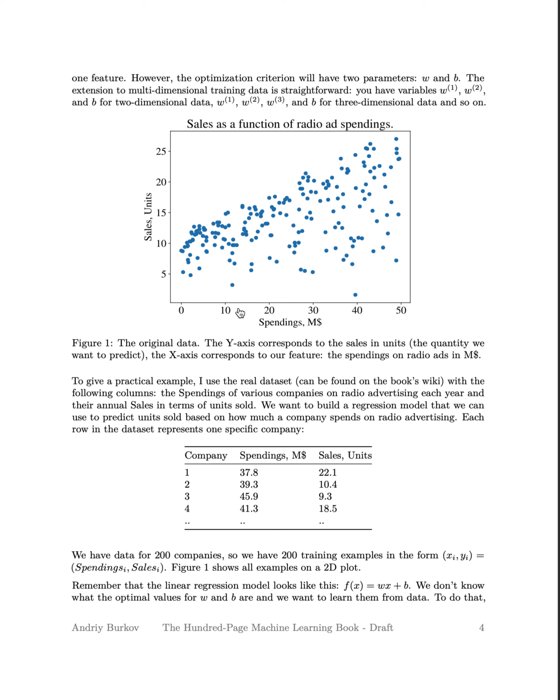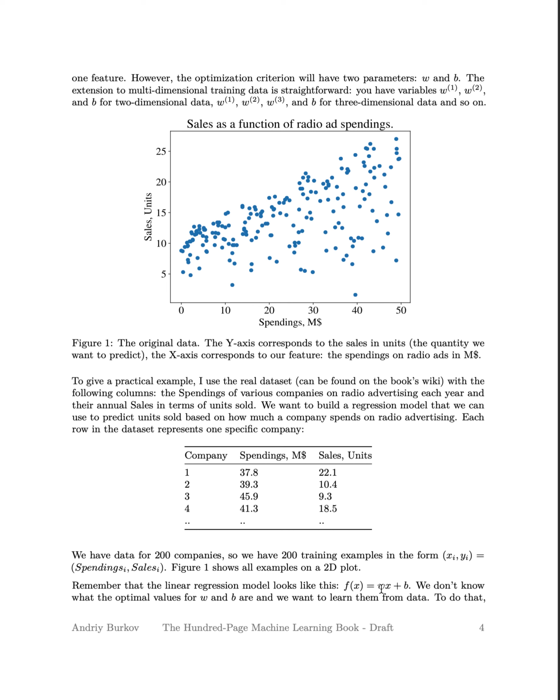Now a linear regression model will have a line, and the equation of a line, which in our case is a function of x, will be equal to wx plus b. Now we know x because x is simply our spendings in million. That's our independent variable, or our feature variable, and y, which we are trying to predict, which is f of x, is our sales in units, which is our target variable.